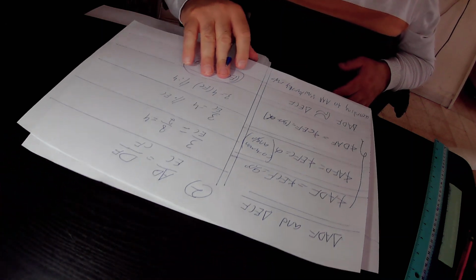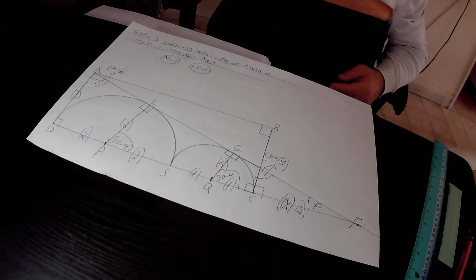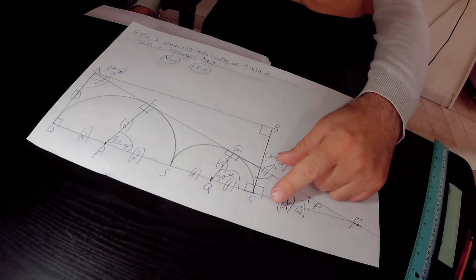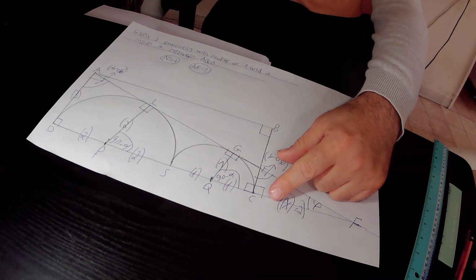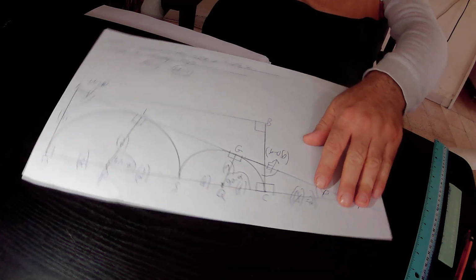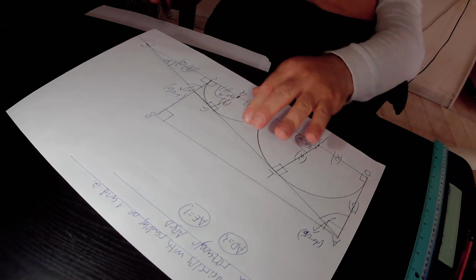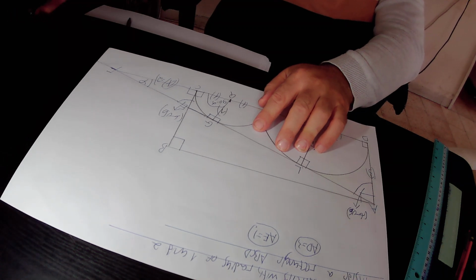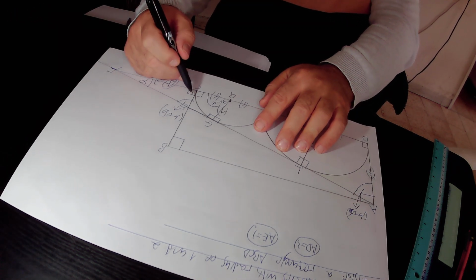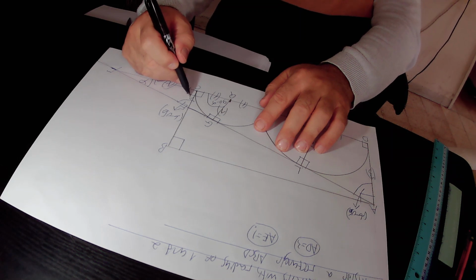But again, I should find out that this missing side EC equals either 3 quarters or 0.75 units. So I write it down. EC equals 0.75 units in its length.